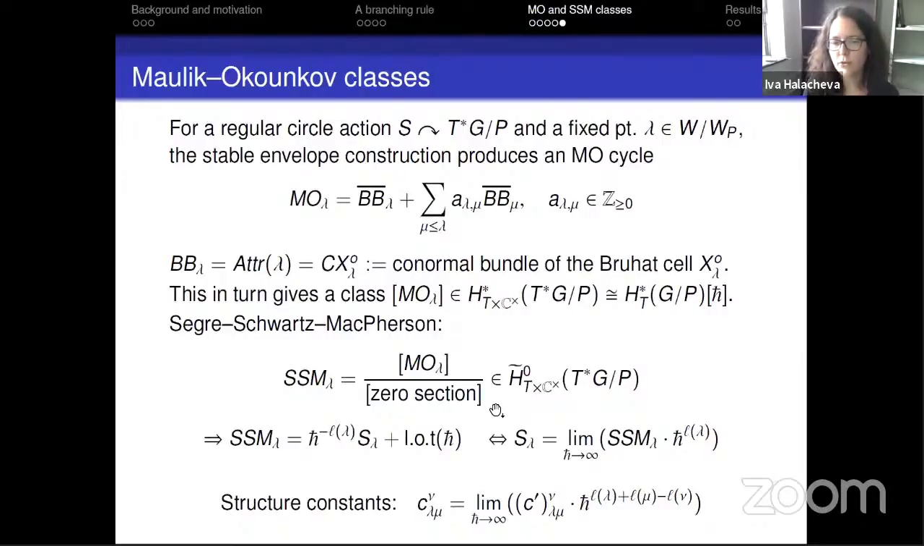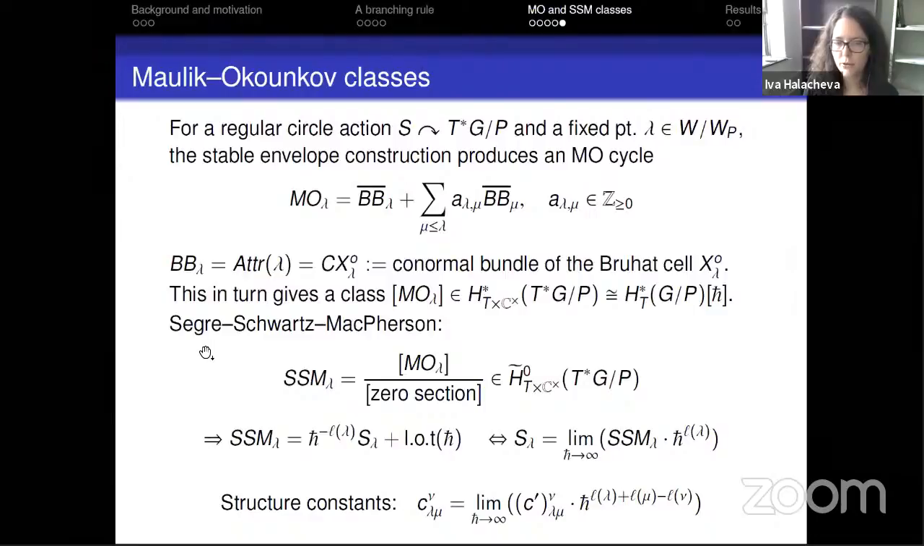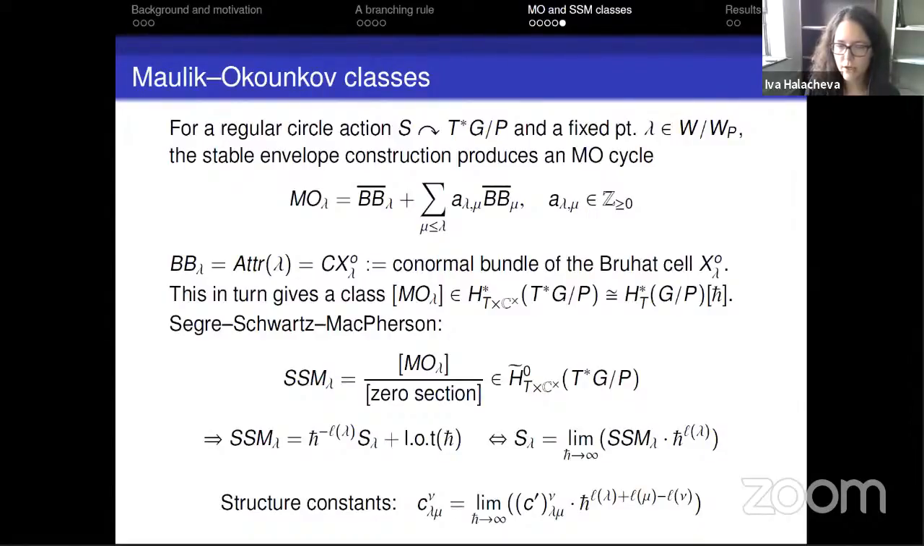And remember, because we want to divide by the zero section, it is more natural to consider the Segre-Schwartz-MacPherson class, which is the MO class divided by the zero section. And from these SSM classes, we can recover the Schubert classes in the classical Grassmannian picture in the following way, where this h-bar coefficient is just related to the dilation action. Because the cotangent bundle homotopy retracts to G mod P, the dilation action is just trivial, and that comes out as a variable h-bar. But the moral here is that we can recover the classical picture from these more generalized classes on cotangent bundles, as well as the structure constants.